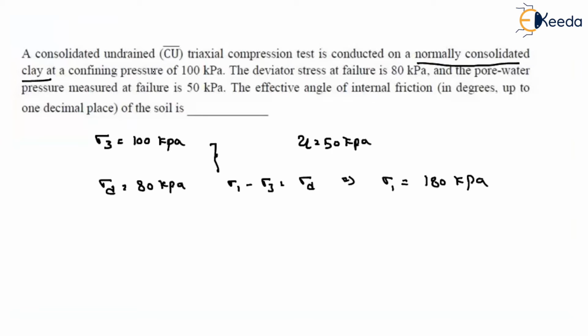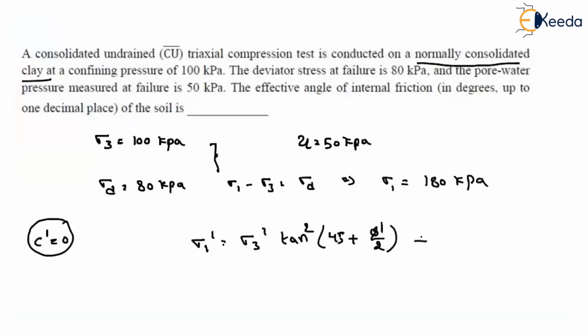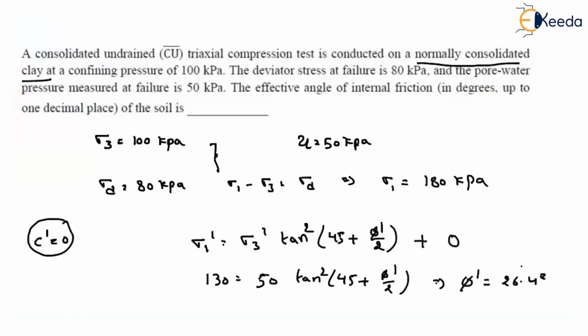Now, since it is consolidated undrained and a normally consolidated clay, your c dash will be equal to 0. Apply the equilibrium equation, that is sigma 1 dash equals sigma 3 dash into tan square of (45 plus phi dash by 2). I don't need to write the c term there because the cohesion is equal to 0. Sigma 1 dash is 180 minus pore water pressure, 180 minus 50, 130. Sigma 3 dash is 100 minus 50, 50, into tan square of (45 plus phi dash by 2). If you solve this, you will get this angle as around 26.4 degrees.